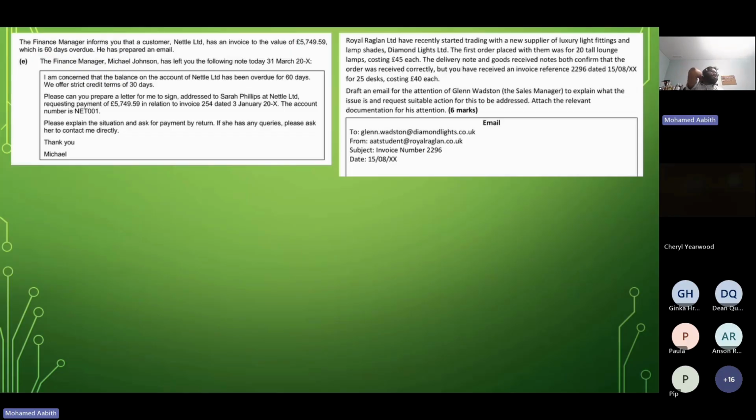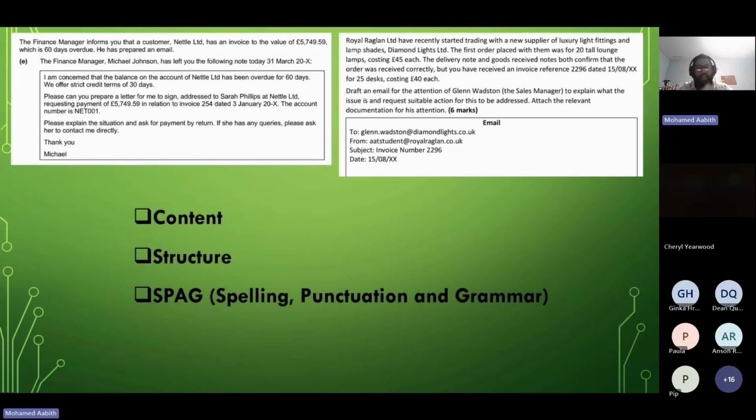So how am I going to do it? When it comes to a writing task, there are three key things: content, structure, and spelling, punctuation and grammar. Very importantly, guys, in level 2 you are expected to do something simple. You don't have to write an essay here. If you can do something similar to this email, three paragraphs of small information, but with the correct structure and spelling, you should be getting the whole 6 marks.